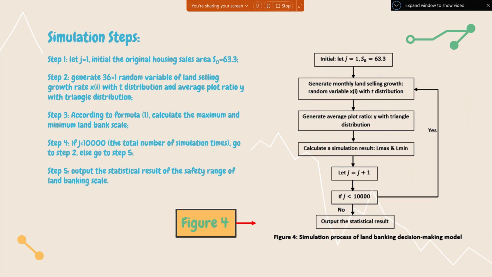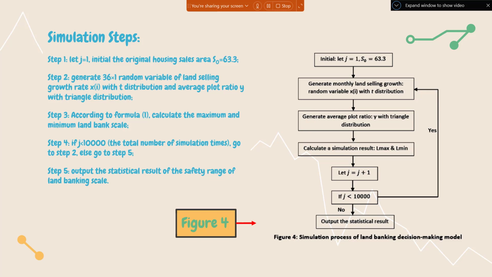The simulation steps: we can see the simulation steps based on Figure 4, the simulation process of the land banking decision making model. Step 1, we let j equal to 1. The initial original housing sales area S null is equal to 63.3. Step 2, generate 36 times one random variable of land selling growth rate xi with t distribution and average plot ratio y with triangle distribution.